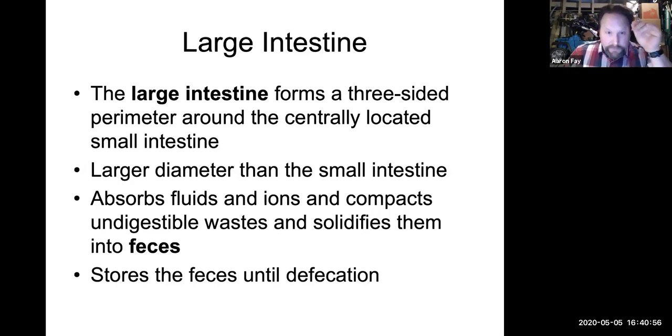Also, the large intestine provides a convenient storage place for fecal matter, for poop. So it's the place to store it conveniently until you have a time and place where you can remove it from the body. So I know this is sort of unpleasant conversation, but this is an anatomy class, and hey, we're going to have to talk poop.